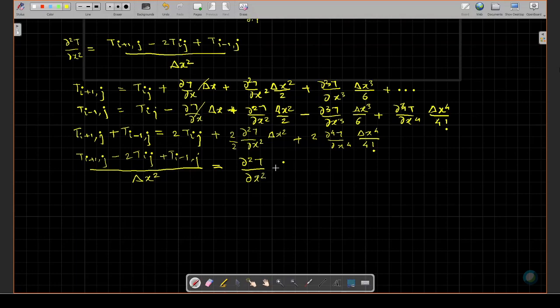Delta x square already we have taken, 2 got cancelled out, and you will get 2 by 4 factorial, and you will have a leading error term with delta x square and del 4t del x4. Okay, and other terms will also be there, but the first leading error term is this. So this is your leading error term.